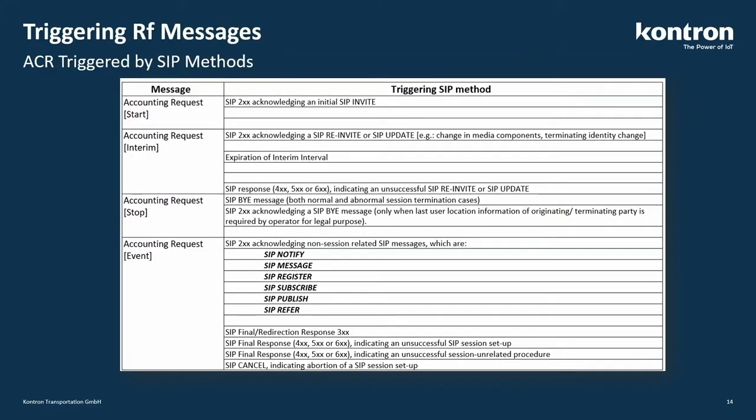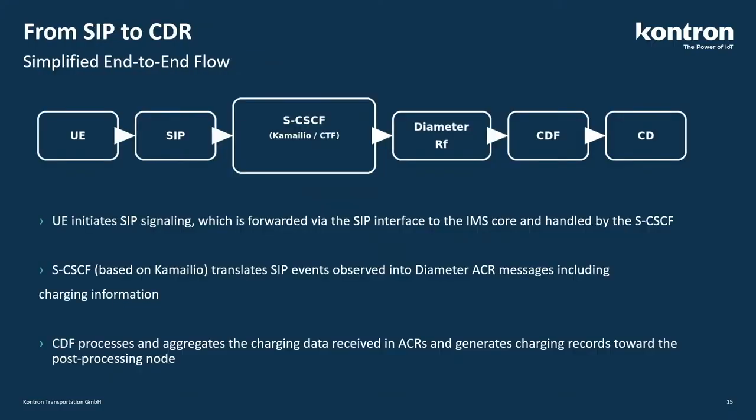Okay, this table gives you just an idea, an overview of how we trigger the Rf messages. So as said, the 2XX acknowledging an initial invite will trigger this ACR, or an interim will be a re-invite or an update, what I've just mentioned before. The accounting request for the events, as said, as example, I showed you the SIP message, SIP register, refer, notify, so all those kind of things. And I have also, I think, then later on some further diagrams.